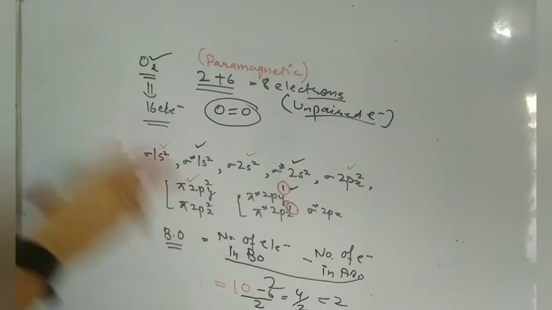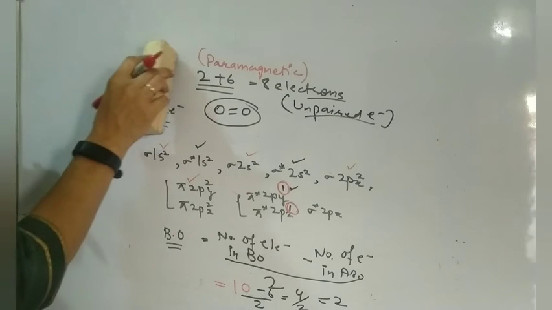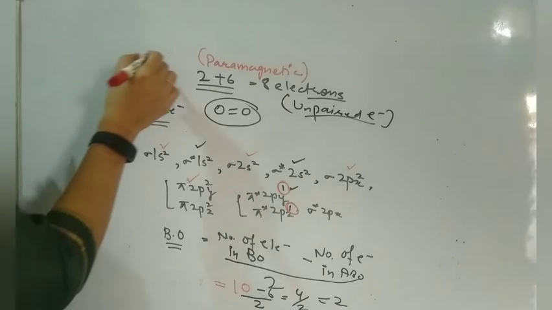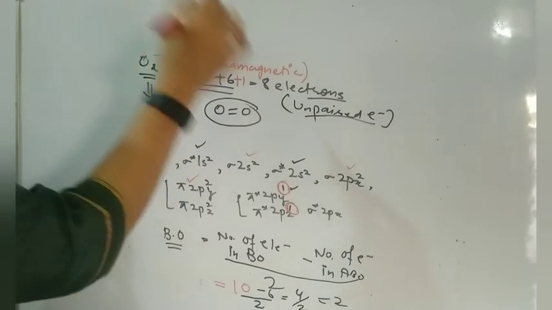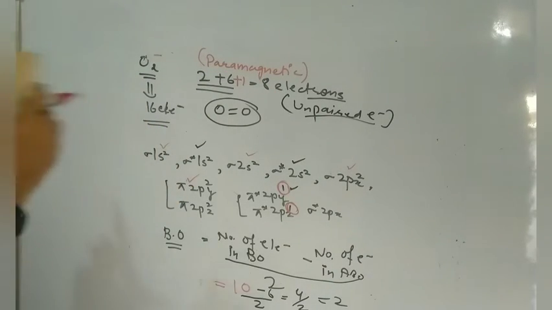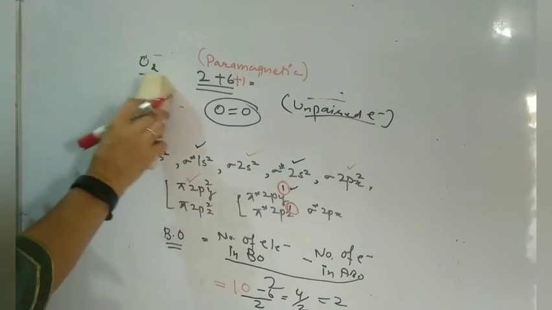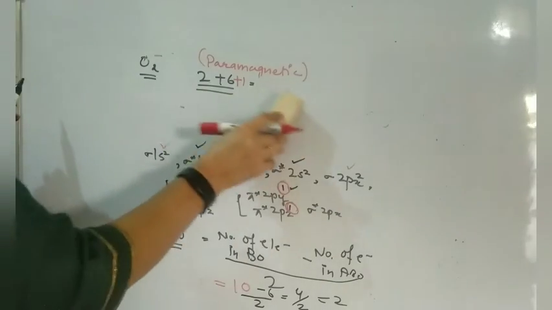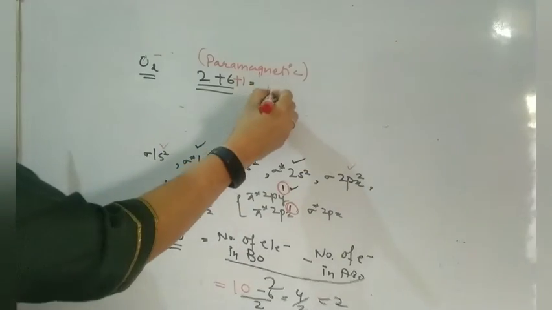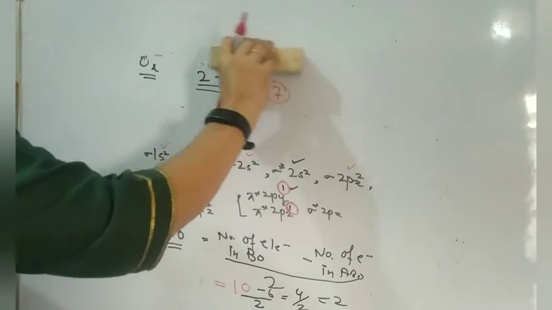Next we'll talk about O2 negative. I am just making a few changes over here. Here we are having O2 negative. When we are saying negative, that means there is an addition of an electron. So here we are having number of electrons 17. We don't know whether it is paramagnetic or diamagnetic.